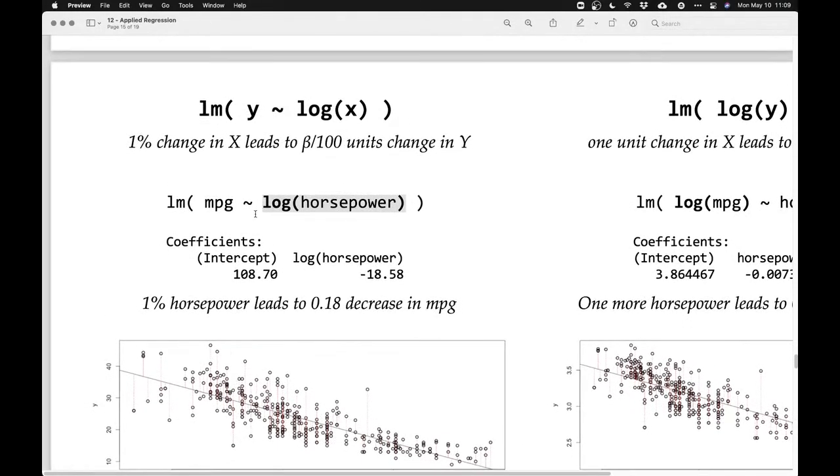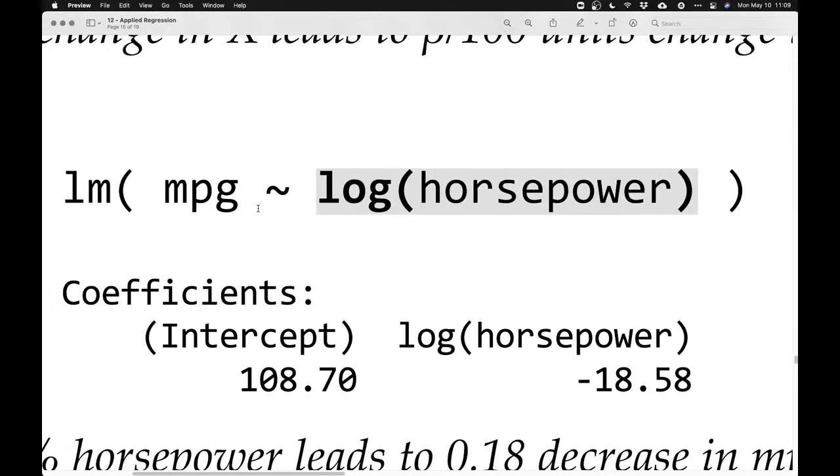Now, does taking the log of horsepower ruin our explanation? Because how do you explain to somebody, yeah, here's the regression coefficient, it's the log of horsepower? People are going to be like, what? That makes no sense. However, taking the log actually has a really interesting interpretation in regression.